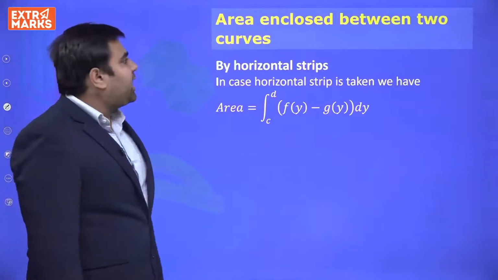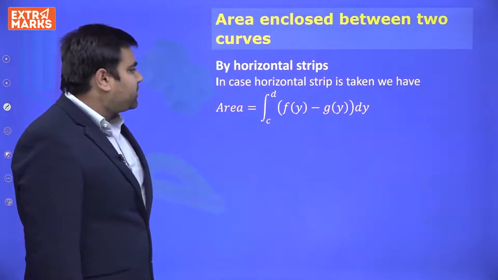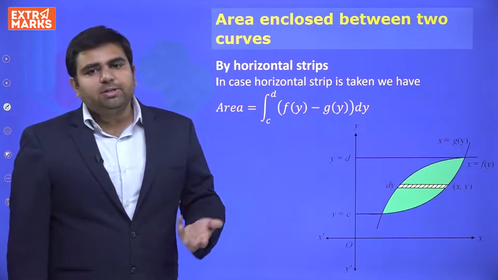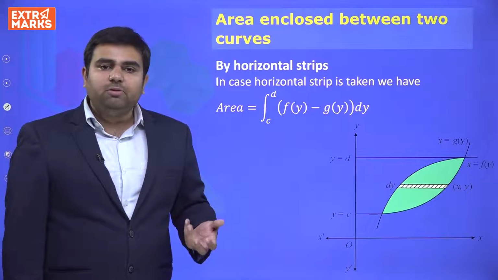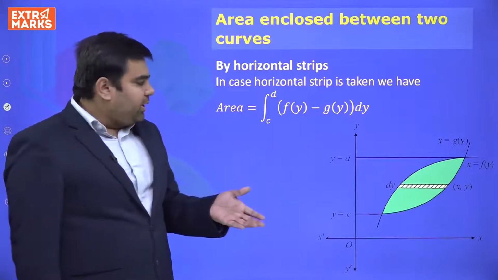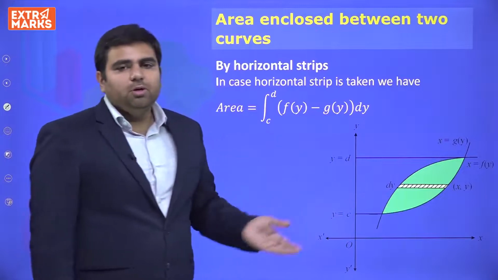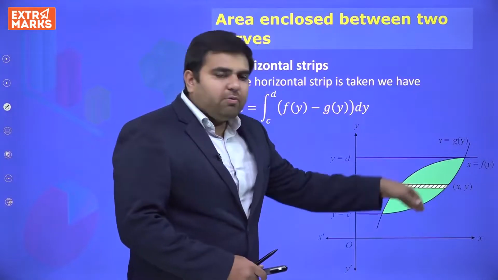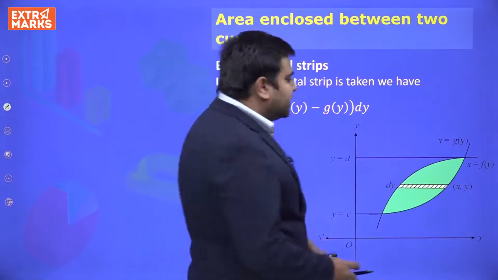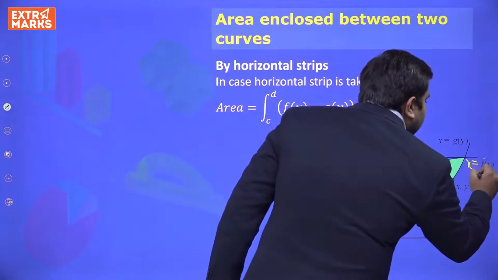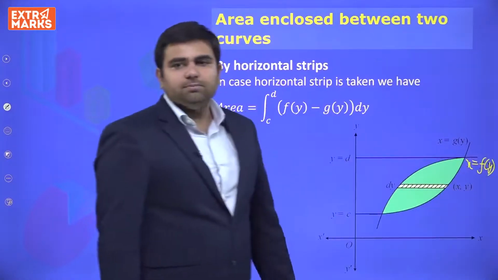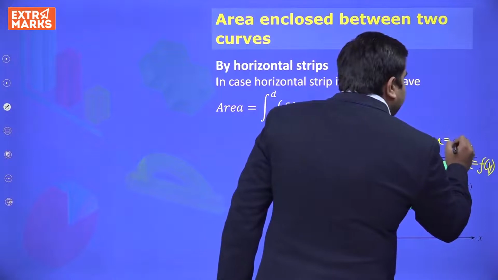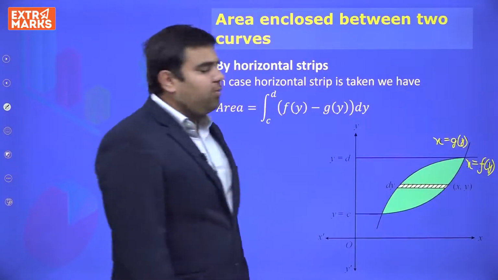Let's proceed ahead. Area enclosed between two curves by horizontal strips. Let us consider that now we want to calculate the same expression, that is, area bounded between two curves. But now we need to calculate by taking area with respect to y-axis. First of all, what is the curve which is towards the right side? The curve towards the right side is x equal to f of y, right? What is the curve which is towards the left side? The curve towards the left side is x is equal to g of y.